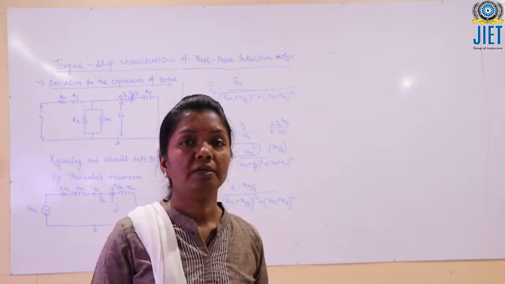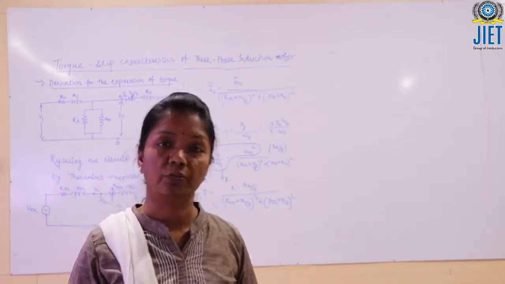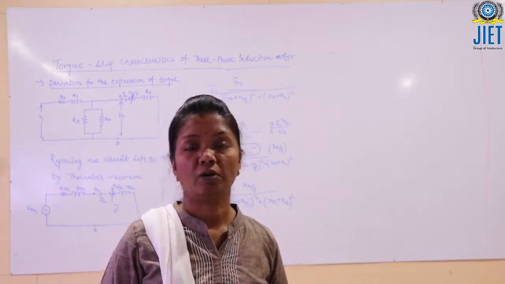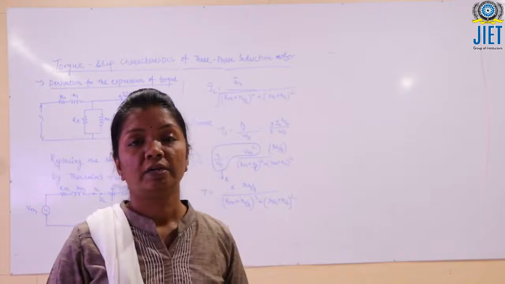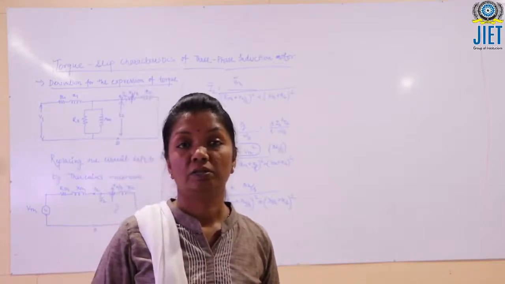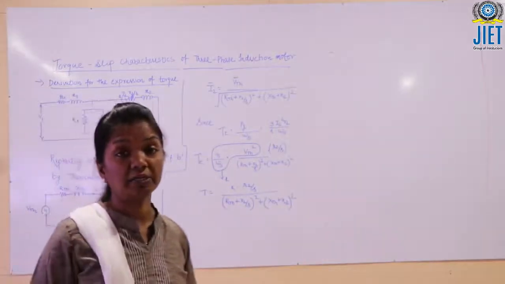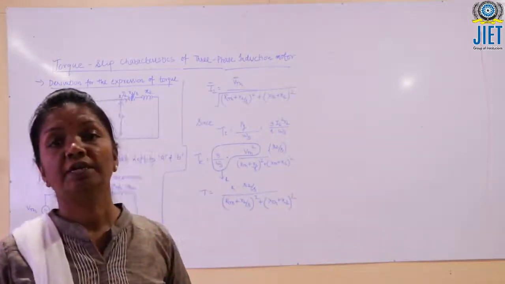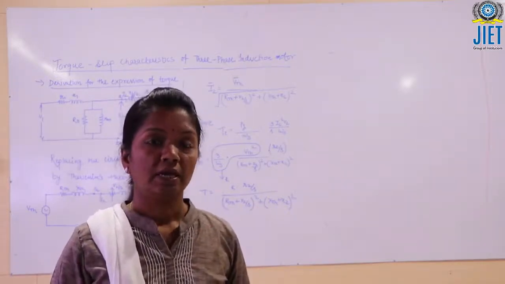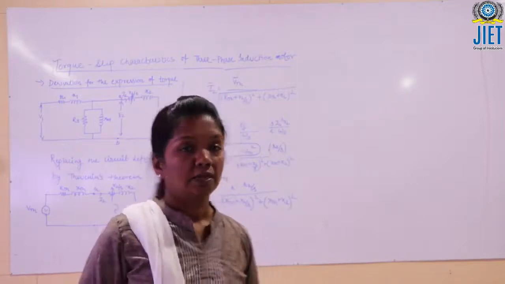So we will be watching how the torque varies with respect to the slip, and then accordingly we can also infer how the torque would be varying with respect to the speed on the same scale. So we are now deriving the detailed expression of the torque, so that we can see how the torque and slip are related to each other.